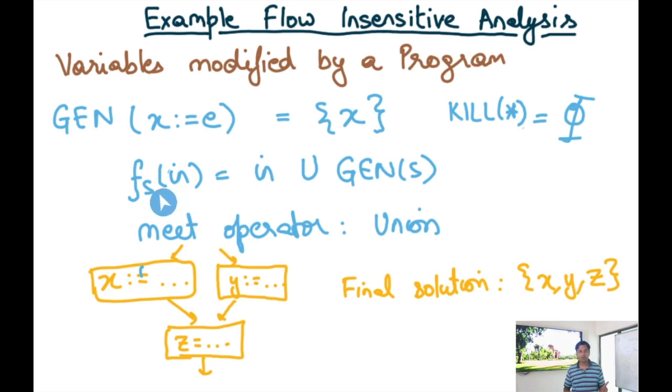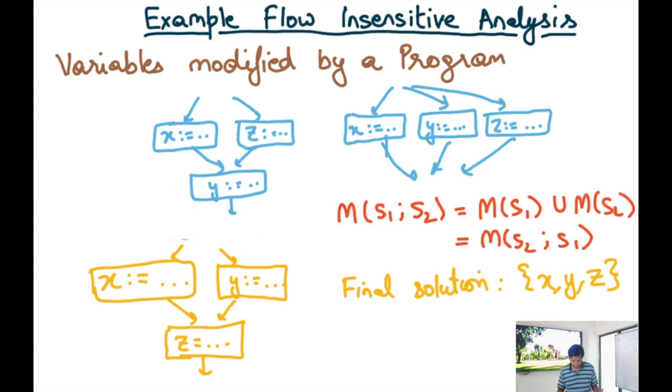And so the transfer function of any statement S takes the in, which is the value before S, and then unions it with gen S, which is defined as such. And the meet operator is union. So for example, if there was an assignment to X and Y and Z, and this was the control flow graph, then the final solution will be X, Y, Z. Notice that the order doesn't matter. I could have moved X here, or I could have moved Z up. The answer would have still been the same. And that's why we call it a flow insensitive analysis.